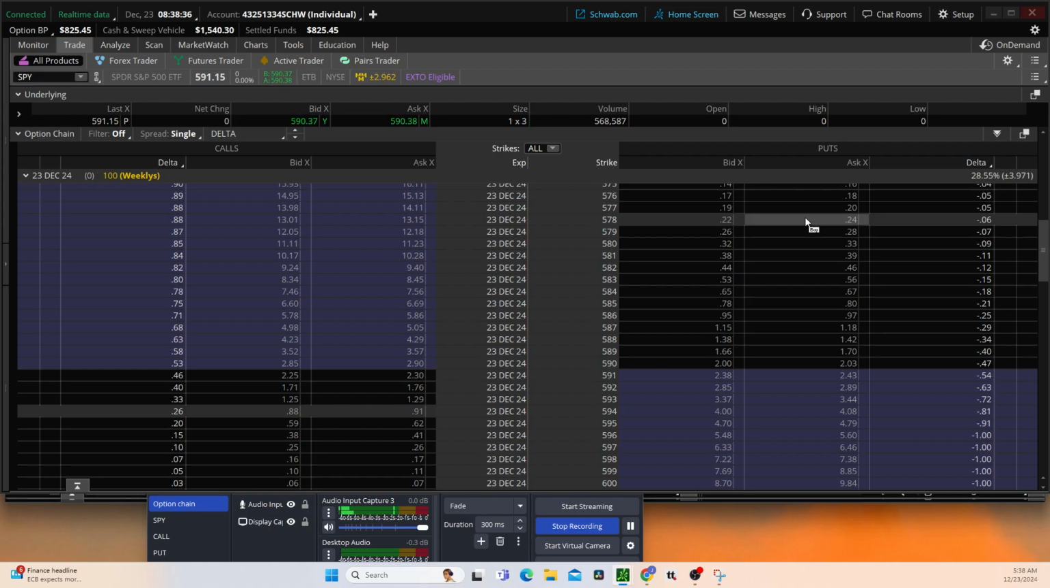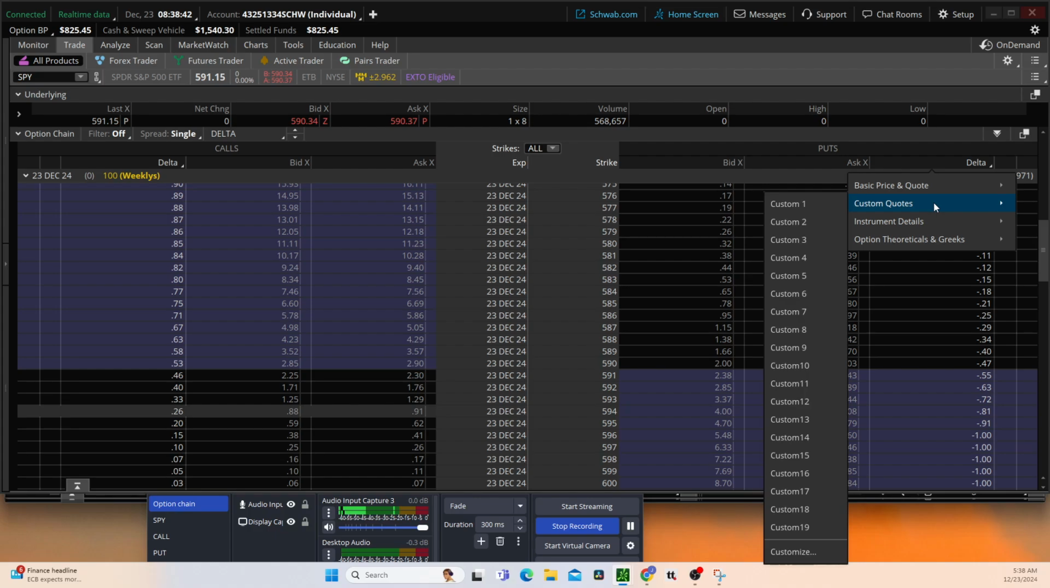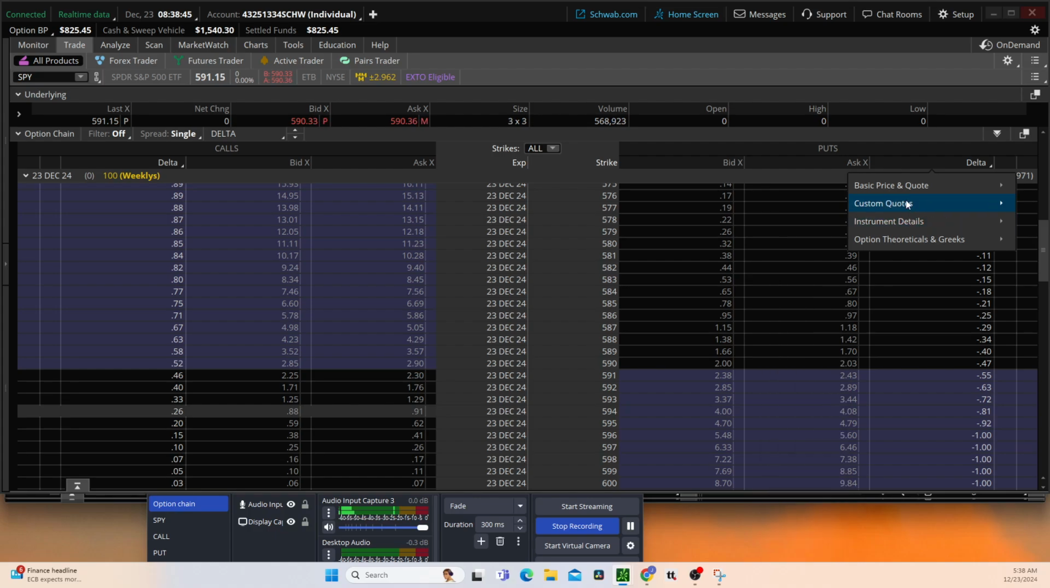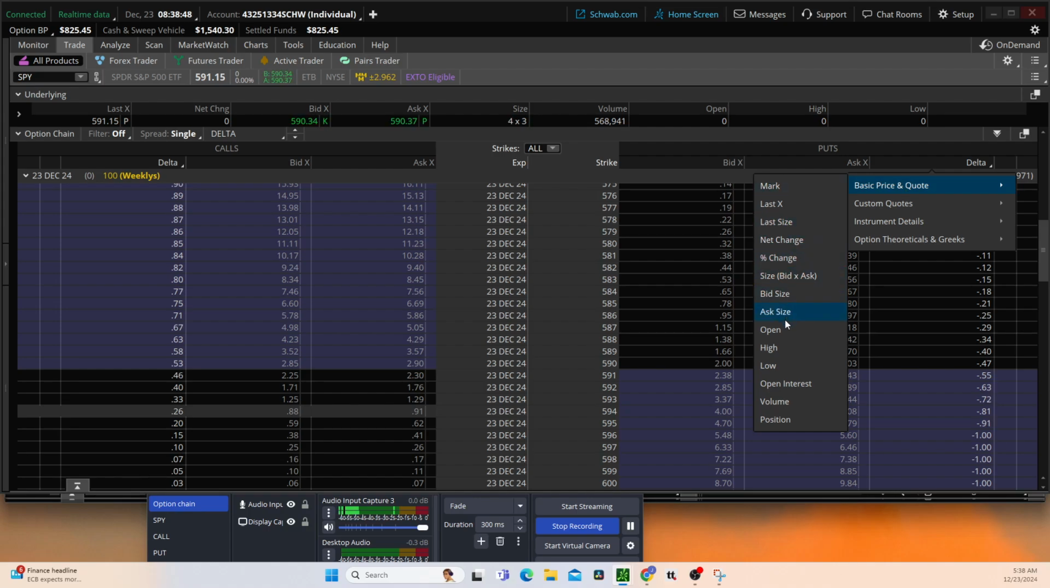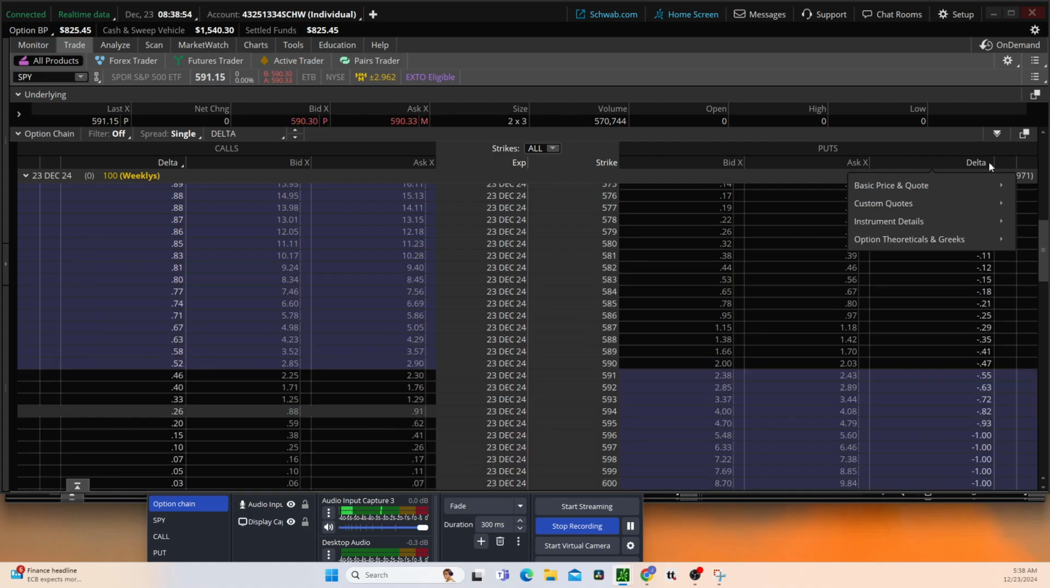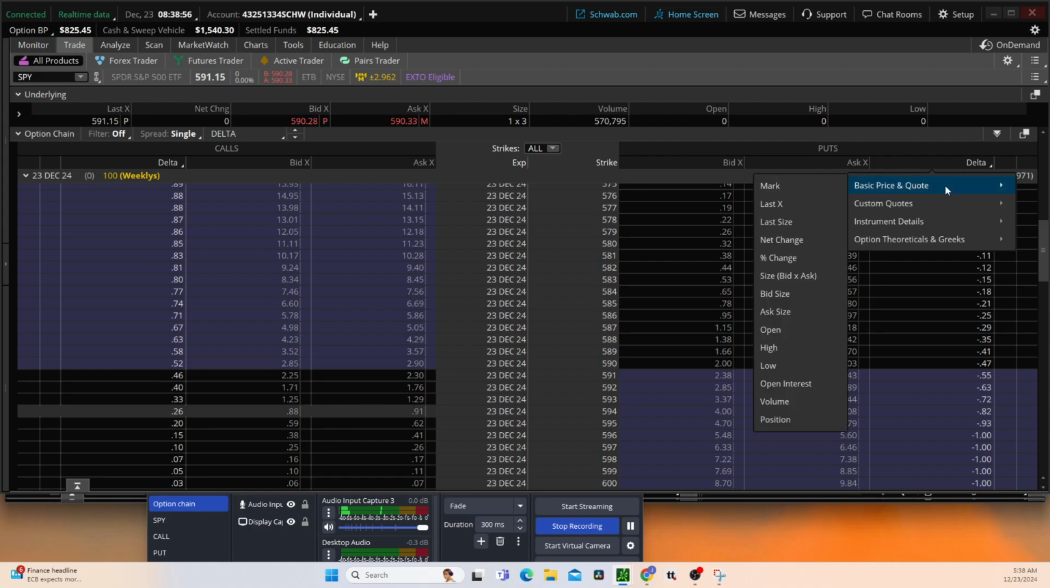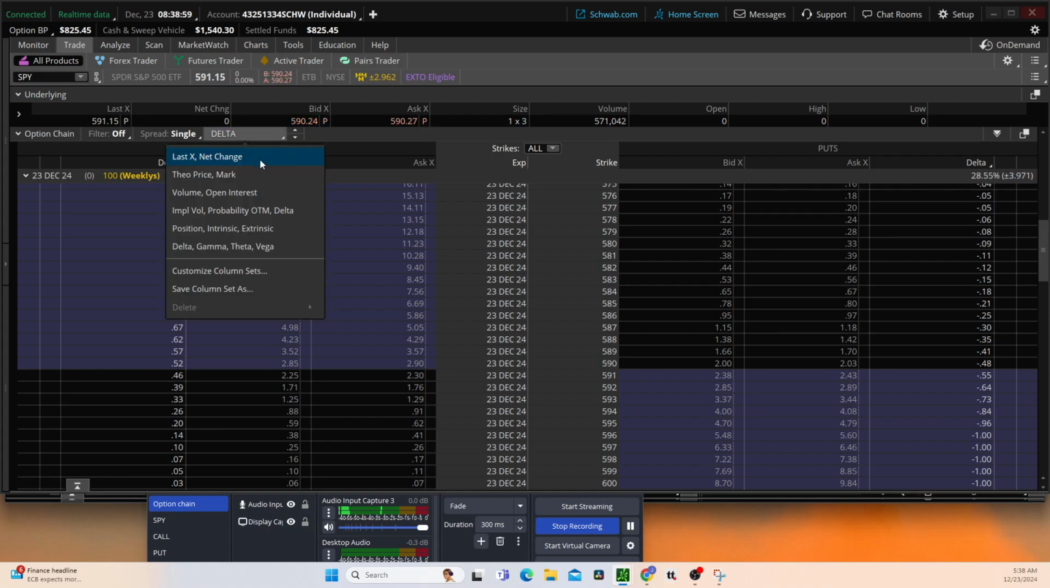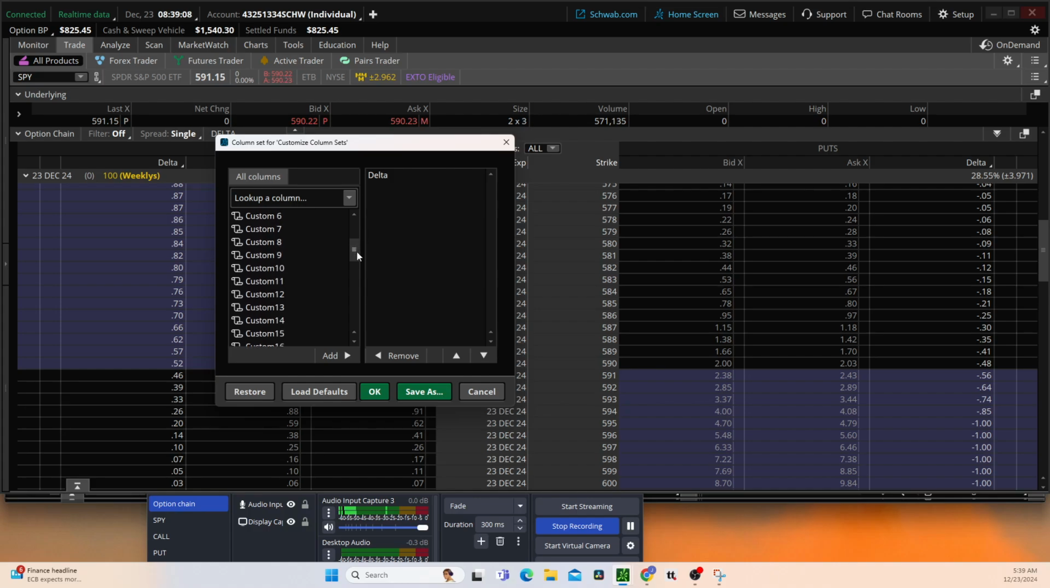What they gain, I don't have it on the screen here, but we'll pull it up. Let's see. How do I change this here? Here we go. This is how you change it. So I would customize settings, and then Vega. We're going to add that for now.